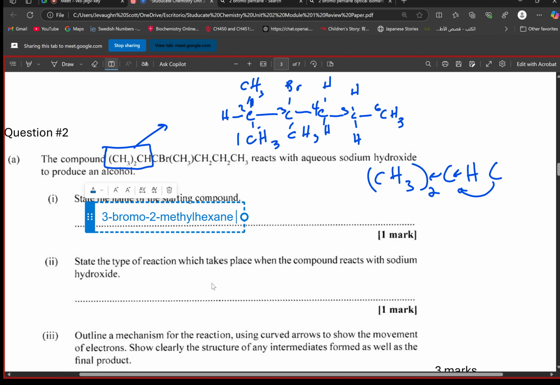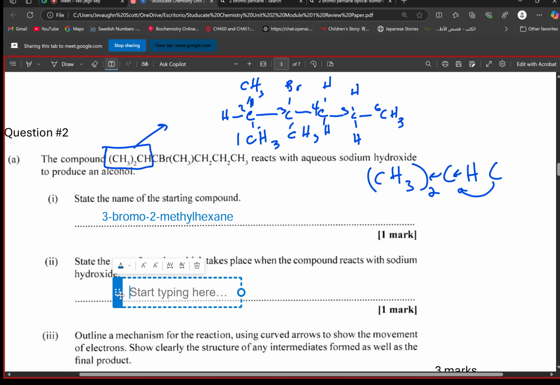The type of reaction that occurs with this, right? We have to note something. This is a tertiary halogen alkane. Therefore, this is an SN reaction. What type of mechanism, rather? First of all, it's a substitution reaction. SN1 or SN2?